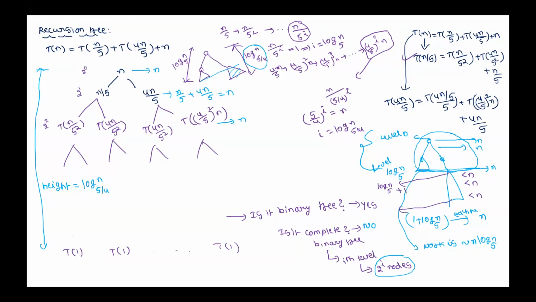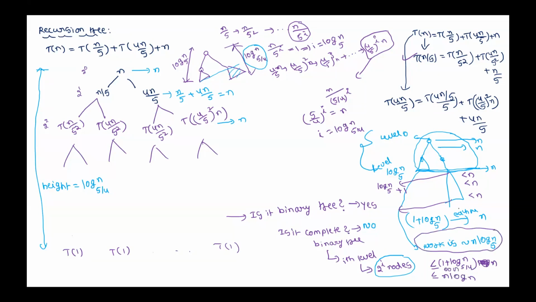So what is the total work we do in this recursion tree? We can say not more than 1 plus log n base 5 by 4 into n. So it is less than or equal to n log n in order of growth. So up to this, the amount of work we are doing is n log n.